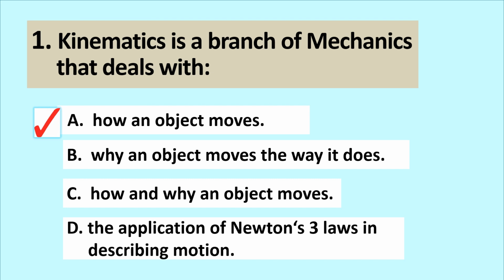letter A. So the key word here is that you are dealing with how an object moves. We are not talking about why the objects move the way they do. Alright, so we are only concerned with describing the motion of a body, and we never try to explain the reason or give the reason why an object moves.